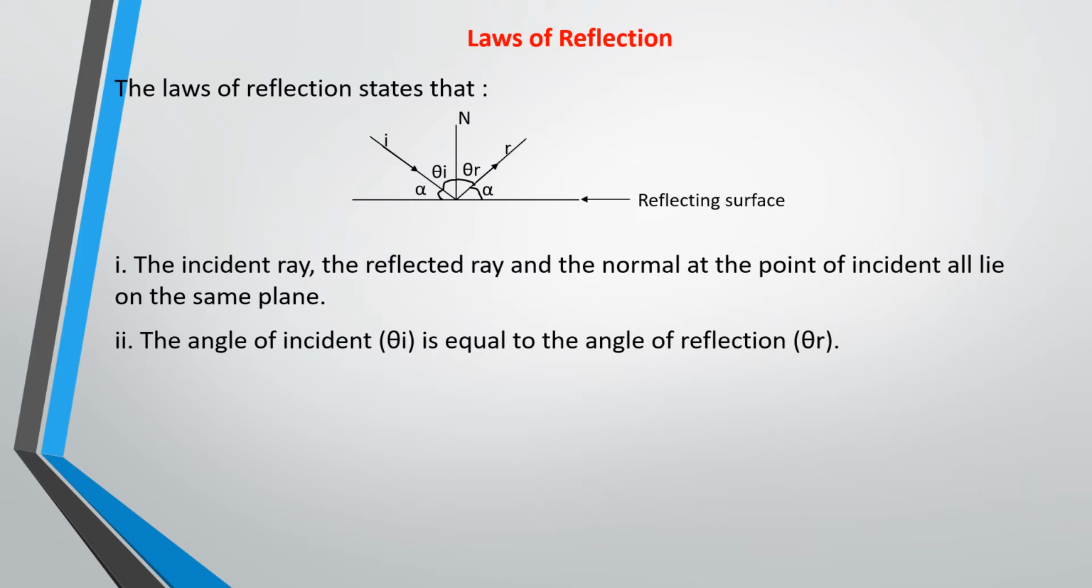The laws of reflection, using the diagram that we had before, state that the incident ray, the reflected ray, and the normal at the point of incidence, all of them are on the same plane. So this is the plane they are in. The incident ray, reflected ray, and the normal are all on the same plane. That is the first statement of the law of reflection.